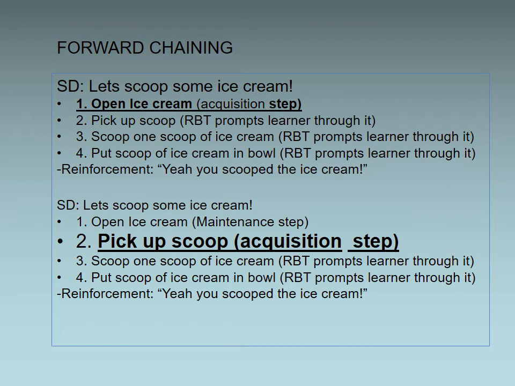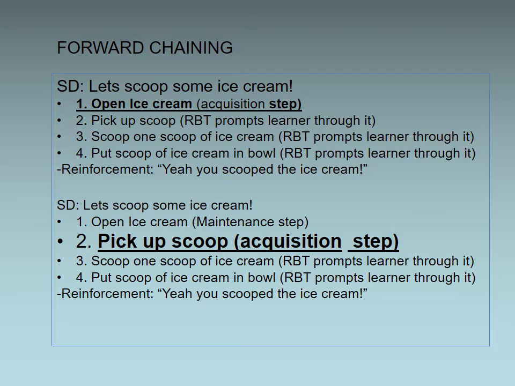So here's an example of scooping ice cream with forward chaining. So the RBT would deliver the SD, let's scoop some ice cream. You would help the learner through step 1 using the minimal prompt. That's the acquisition step. After that step, you would fully physically prompt the learner through step 2, 3, and 4. Then you would say, "Yay, you scooped the ice cream."